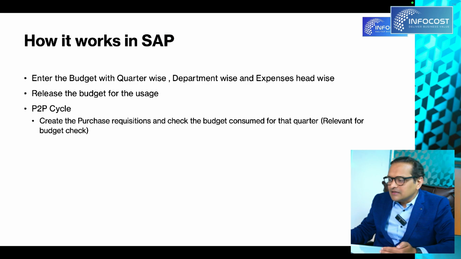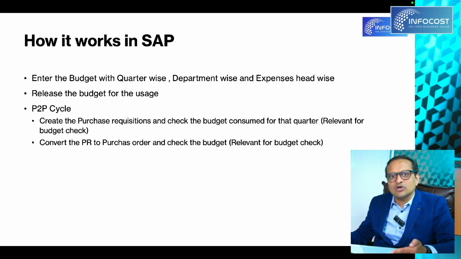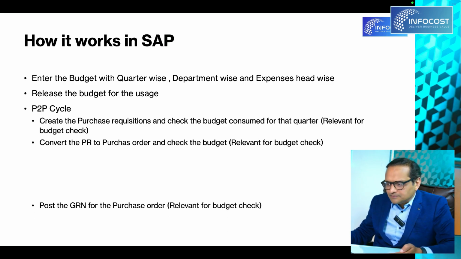Normally in the P2P cycle, the purchase requisition is created and the budget is consumed and shown under the commitment section. When we convert the PR to PO, the budget will be checked again. Suppose my PR is raised for 1 lakh, and with negotiation with the vendor, let's say the PO is raised for 90,000 or 110,000. According to that number the PO will be raised, and for the difference of either 10,000 plus or 10,000 minus, the budget will be either consumed or released from the commitment section.